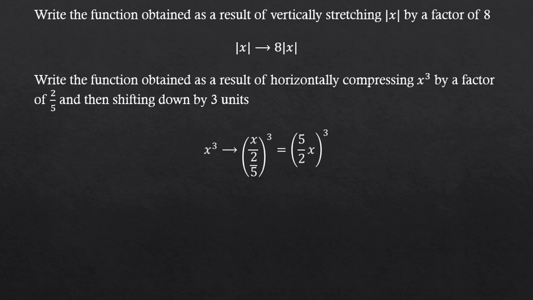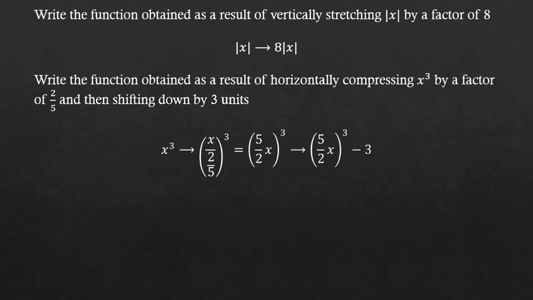So there's our horizontal compression. Now we just need to take this thing and shift it down by 3. So I'm just going to subtract 3 from the end of this thing here, and we get 5/2 x, that thing cubed, minus 3.